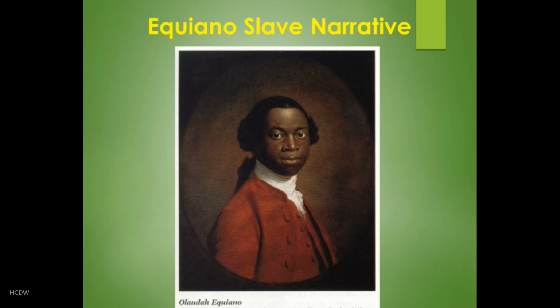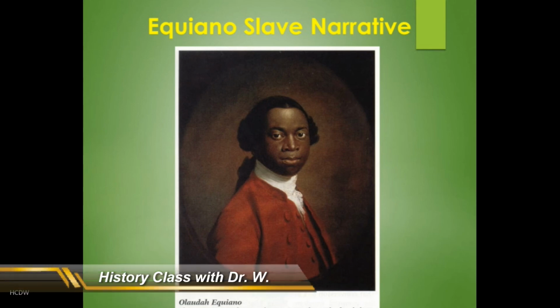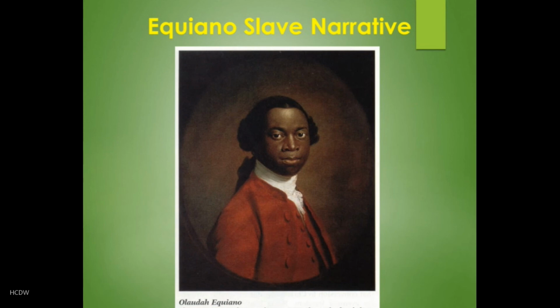Eventually he was able to work his way to freedom, became anglicized, changed his name to Gustavus Vasa, became educated, and went on to write this famous narrative. And we have many such narratives which give us windows into what the process was like. And full disclosure, there is some doubt as to the veracity of this narrative, although most people believe it is at least a real document and probably an accurate description of what Equiano endured. So here are some passages from Equiano's slave narrative.